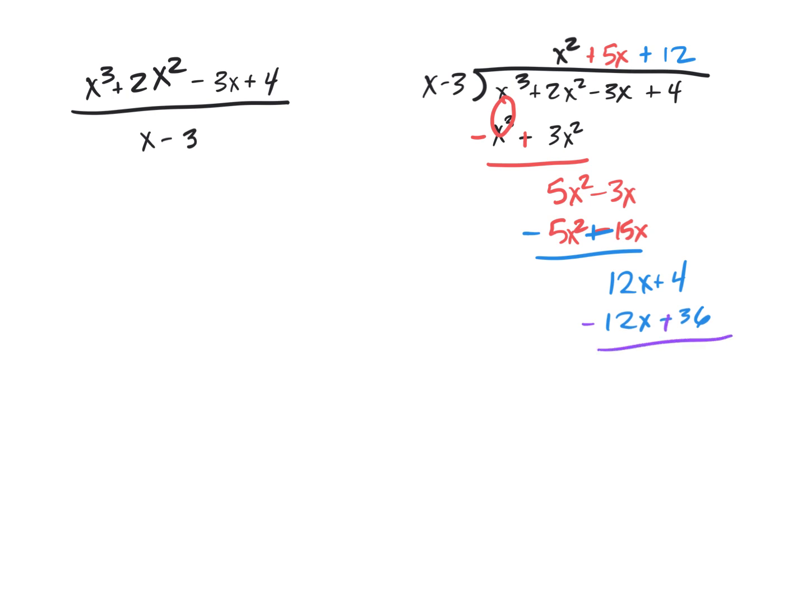I have 40. Can x go into 40? No. Nope. So the 40 is my remainder, which I write as 40 over x minus 3.